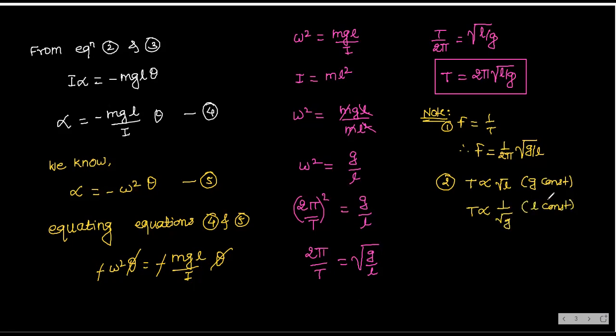Keep it in mind. Okay, so T is directly proportional to root L if G is constant, T is inversely proportional to root G if L is constant. Is that clear? Understood? Yes.